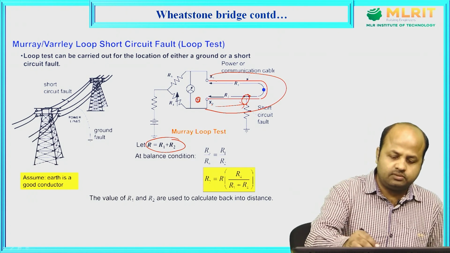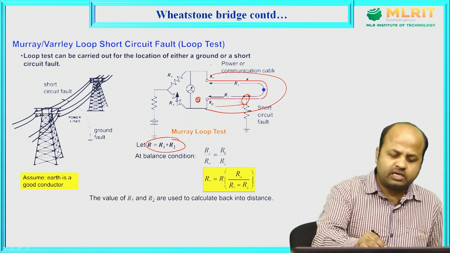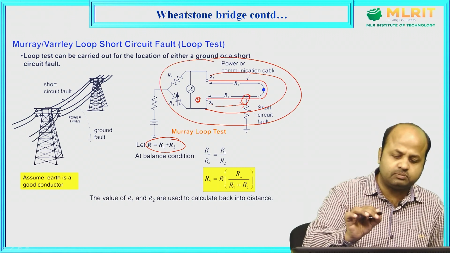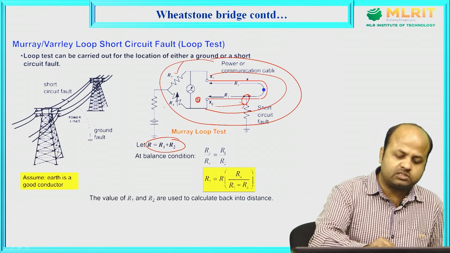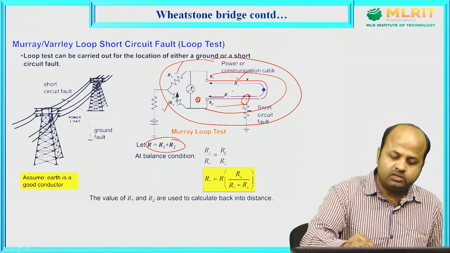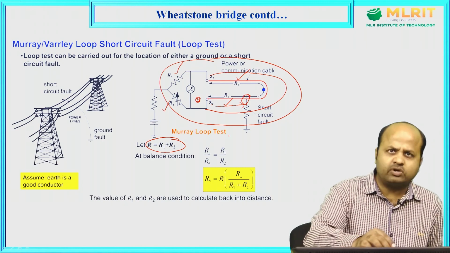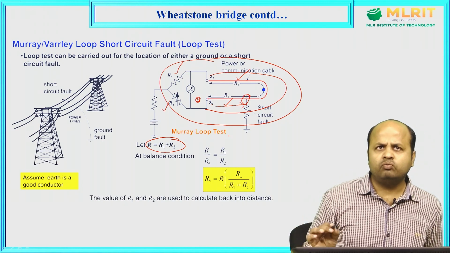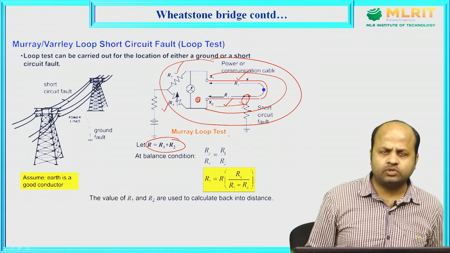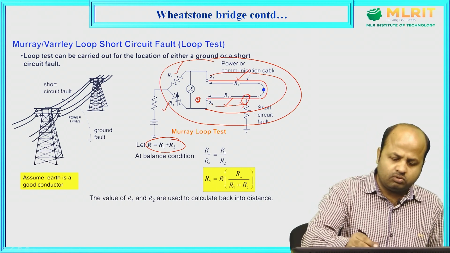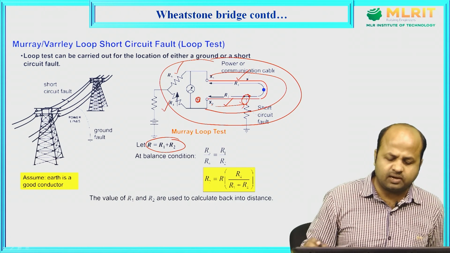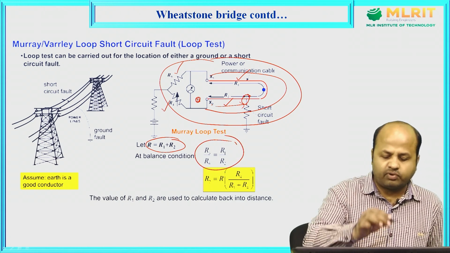First of all, we can see that this is also a bridge. First try to understand why this is a bridge. We can see that there are 4 resistors, 1, 2, 3, 4, and all 4 resistors are connected in a closed loop. That's why we can say that this is a Wheatstone bridge. Okay, so already we know that whenever the Wheatstone bridge is in the balance condition, we can apply this formula.